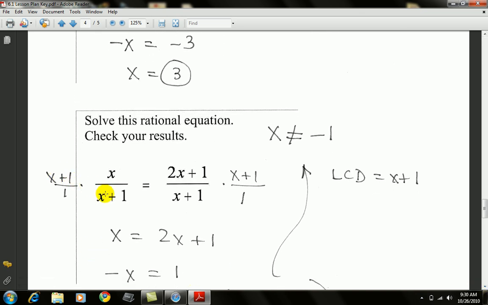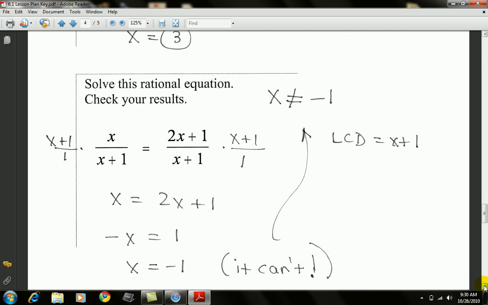So over here, when these x plus 1's cancel, I'm left with x. When the x plus 1's cancel here, I'm left with 2x plus 1. When I subtract 2x, when I move it over here by subtracting it from both sides, I get a negative x equals 1. When I divide both sides of this equation by negative 1, I get x is negative 1.